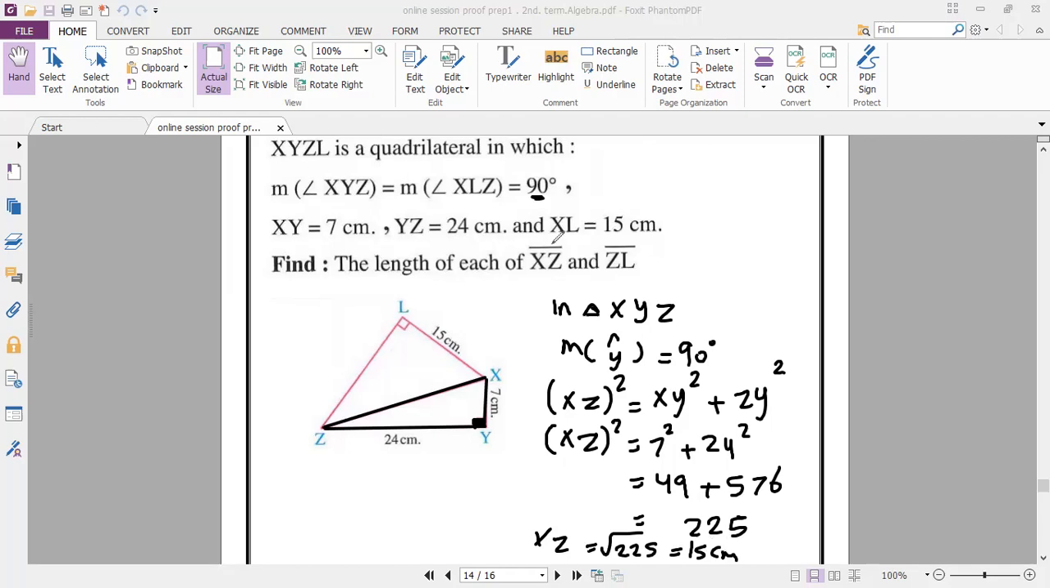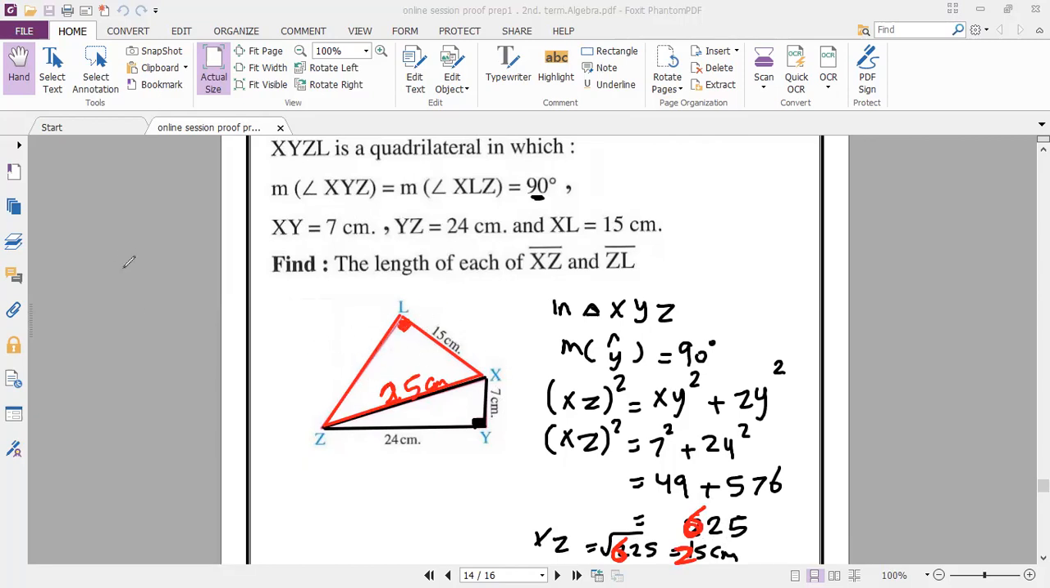Now let's have a look at this triangle. The triangle is XLZ. Here in this triangle, we have found XZ, which is 15, which is, sorry, here it's 625. I made a mistake. So the square root of 625 is 25. Okay. So this side is 25 centimeters. Now let's have a look in this triangle. Here XL is 15 and XZ is 25.